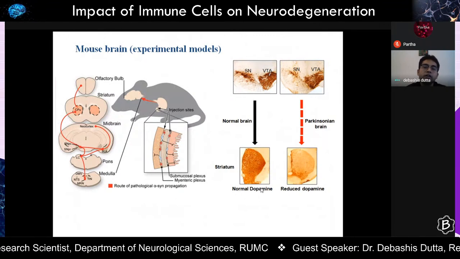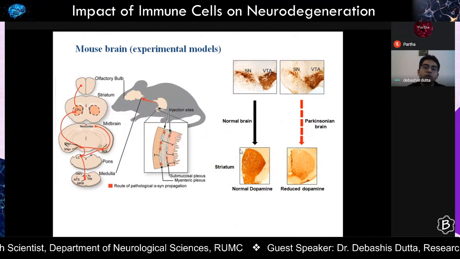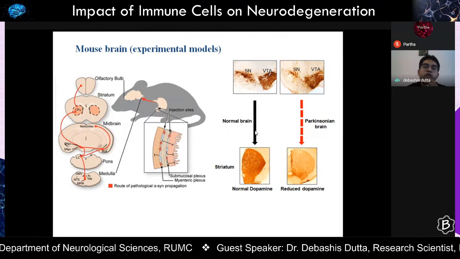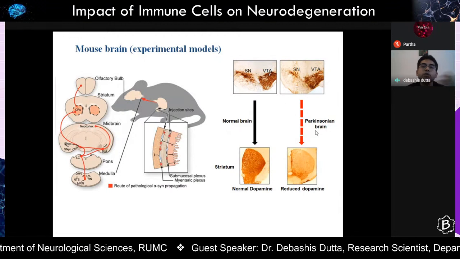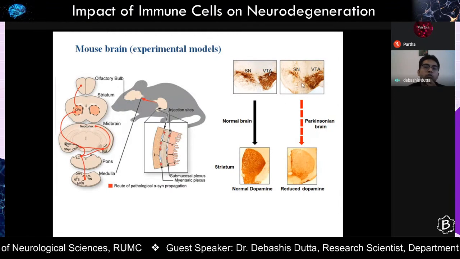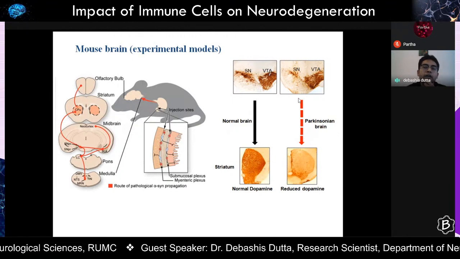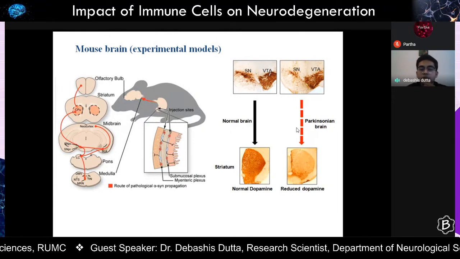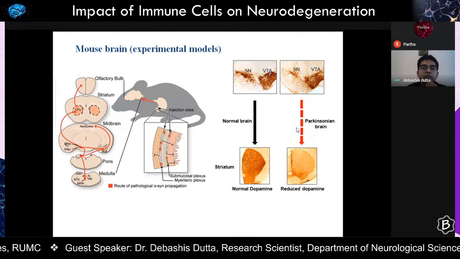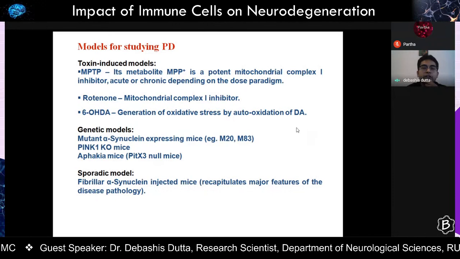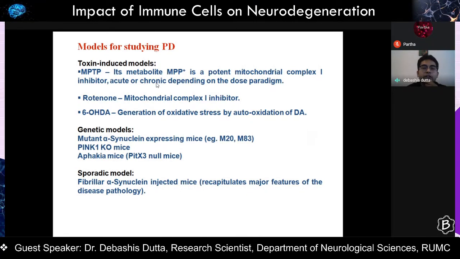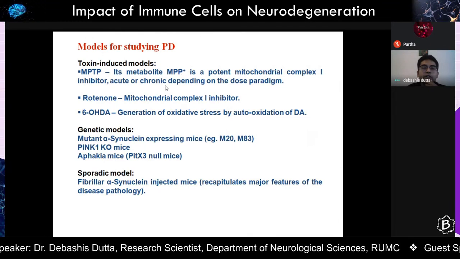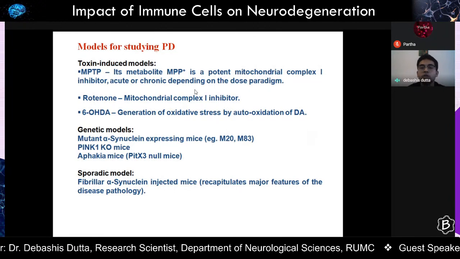And this is the end, as I said, in the terminal, the striatum, where the normal dopamine level exists in this brain. Whereas in a Parkinsonian brain, if we treat these animals with MPTP or some kind of toxins, there is a loss of these neurons, and that results in reduced dopamine at the terminal. So in this way, the Parkinson's models are being created in the lab for experiments. As I said here, MPTP is a mitochondrial toxin, its metabolite is MPP plus, and it can be used to create acute models or chronic models depending on the dose.